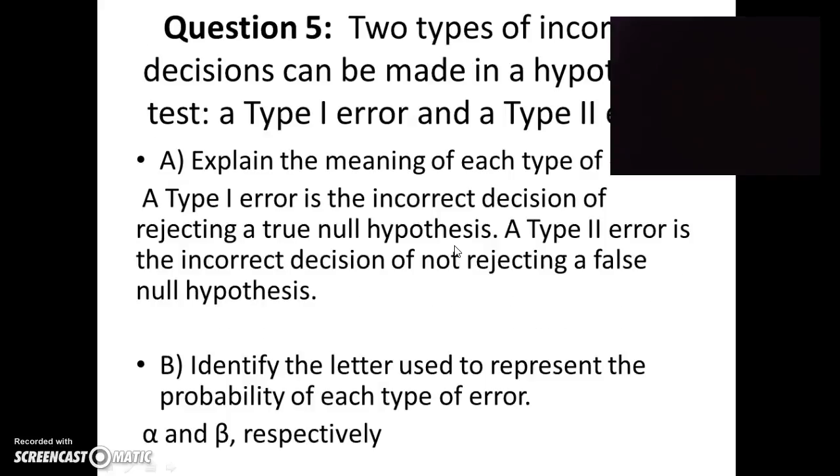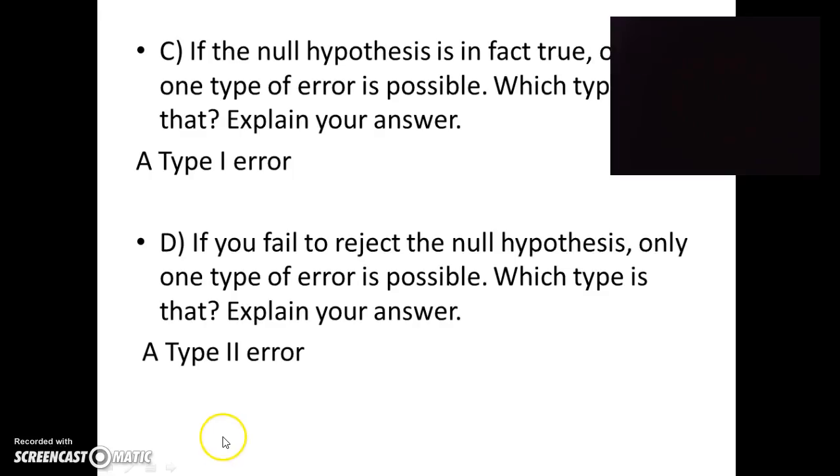Two types of incorrect decisions can be made, which are type 1 and type 2. The meaning of type 1 is the incorrect decision of rejecting a true null, and type 2 error is the incorrect decision of not rejecting a false null. And the letters we use for type 1 and type 2 are alpha and beta. This is for type 1, this is for type 2.